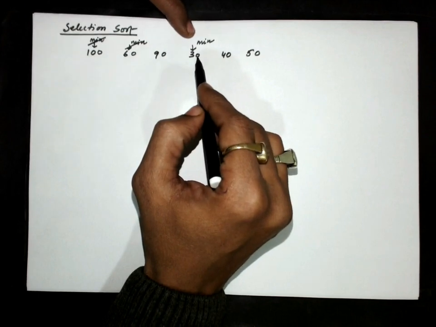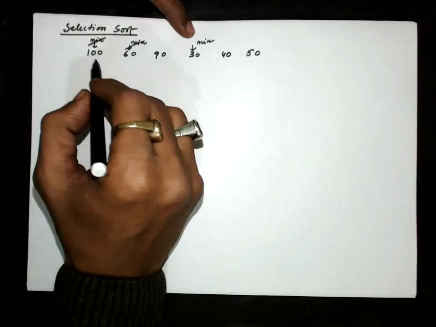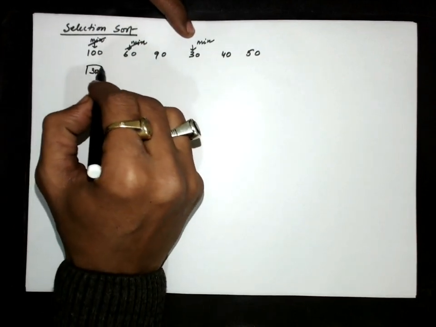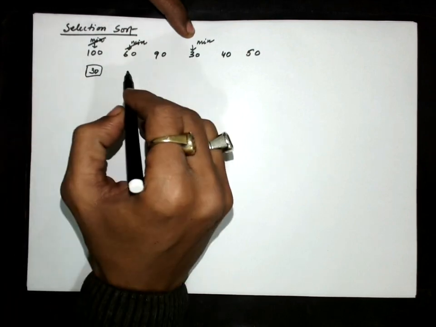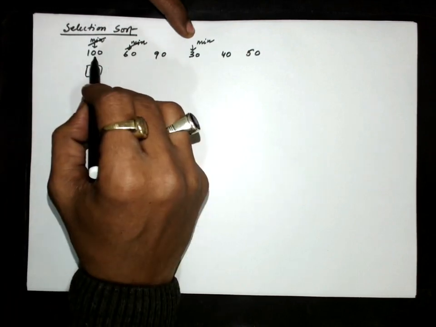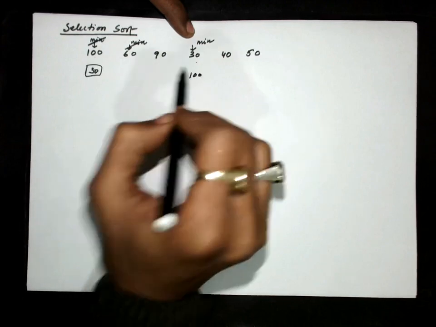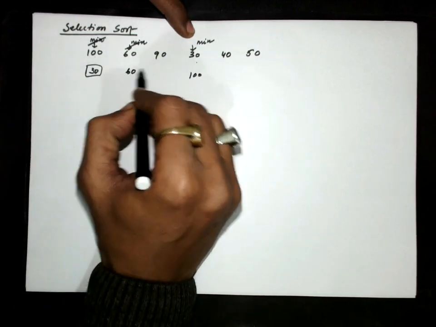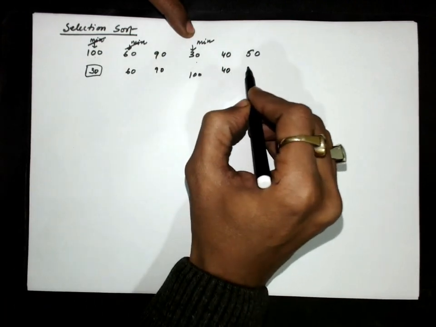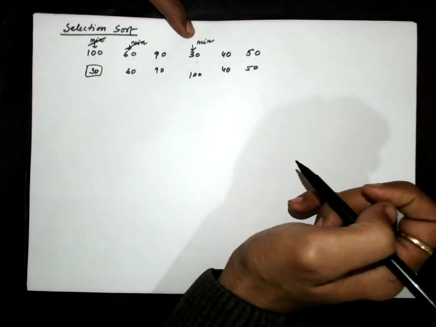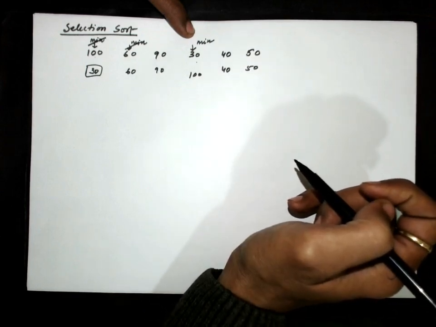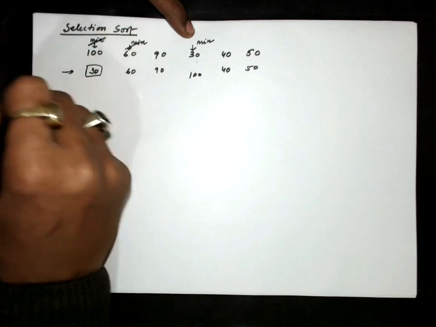So let us exchange this 30 with the first element, because in the sorted array, the smallest element should be at the first position. So we are exchanging this element and this element. So 30 and 100 get exchanged. The rest of the elements will remain the same. Okay, now this was our first iteration.